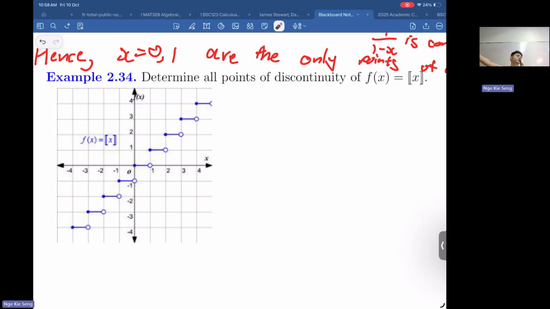2. 2 is chosen already. Basically, 1, 2, 3, 4 have been chosen already. Pick another one. -1. Okay, good. So if you look at -1 here, the left limit is -2, the right limit is -1, so they are not equal. Okay, next. 0. Okay, 0 also works. So the left and right limits are different. Next.